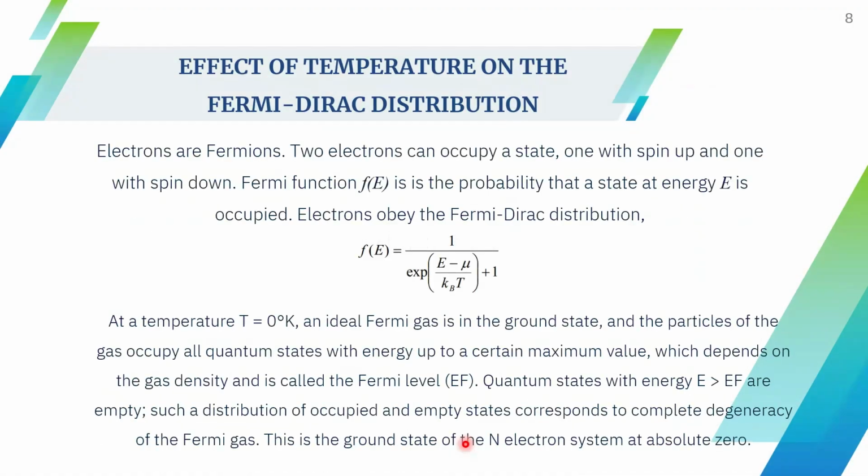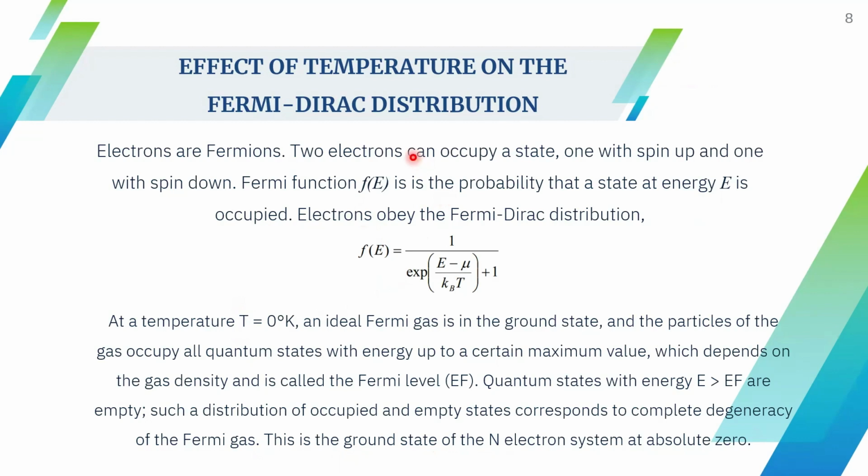Now we are taking up the Fermi-Dirac distribution, which is the effect of temperature on the Fermi-Dirac distribution. We obviously know that electrons are fermions. The ground state is the state of the N electron system at absolute 0.